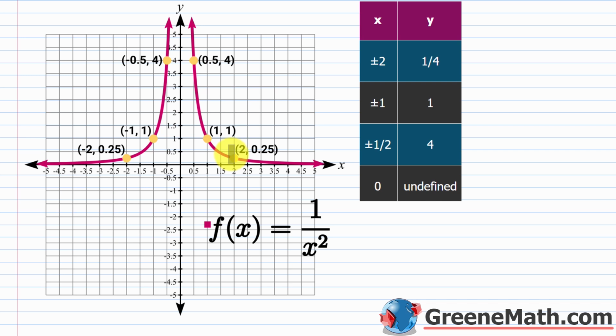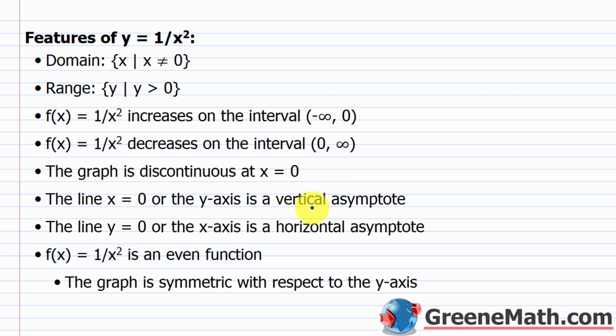2 comma 0.25. Then similarly, if you have positive or negative 1 for the x value, you're going to get positive 1 for the y value. So negative 1 comma 1 and 1 comma 1. If you have positive or negative 1/2 for the x value, you're going to get 4 for the y value. So you have negative 0.5 comma 4 and then 0.5 comma 4. Then again, at an x value of 0, you're going to have undefined, because 1 over 0 squared is 1 over 0, that's undefined. So you'd still have a vertical asymptote at x equals 0, and you'd also have a horizontal asymptote at y equals 0.